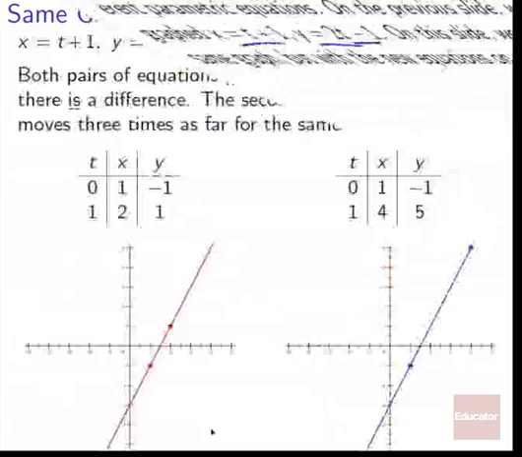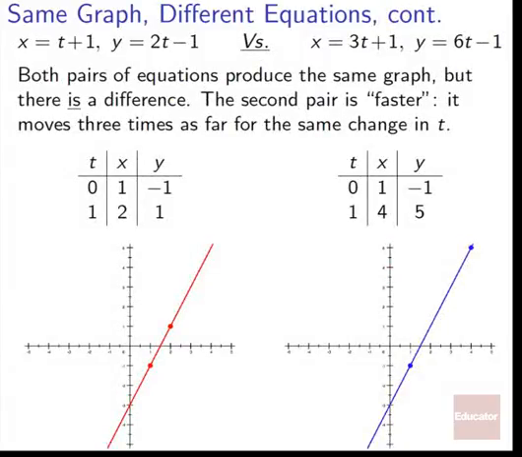Let's investigate. We have x equals t plus 1, y equals 2t minus 1 on our left side, and x equals 3t plus 1, y equals 6t minus 1 on our right side. Both pairs of equations will produce the same plane curve. They'll produce the same set of points for our graph. But there is a difference. The second pair is moving faster. This set of equations here is moving faster in a way. It will move 3 times as far for the same change in t.